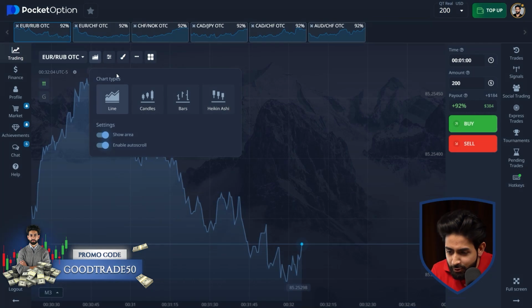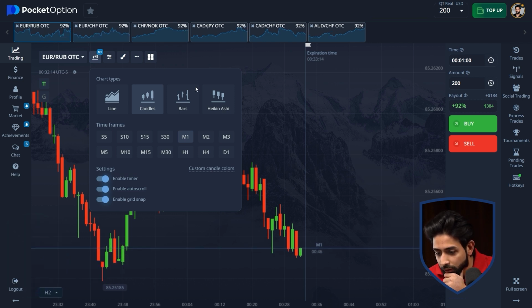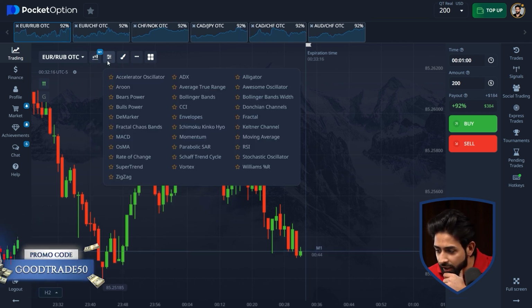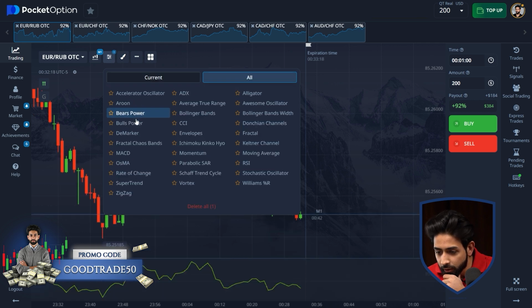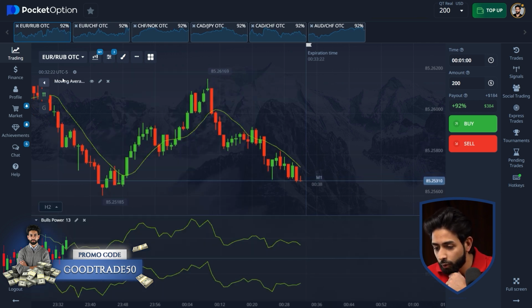So let's select our candles, and this is going to enable the timer. Okay, and the indicators we're going to be using today: the bears power, the bulls power, and the moving average. That's what we're going to look at.